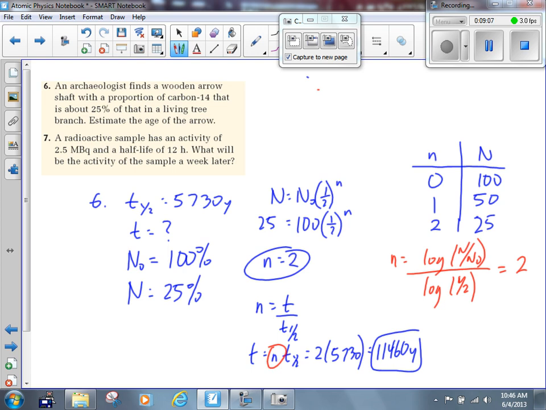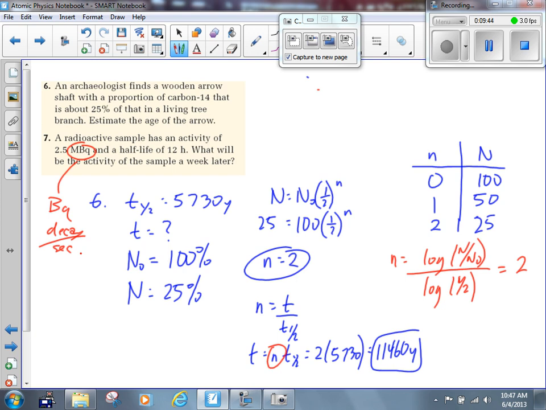Okay, number 7 says a radioactive sample has an activity of 2.5 MBq and a half-life of 12 hours. This is an activity, an amount of decays that are taking place. In fact, a Bq is called a becquerel. It's a decay per second. Although that doesn't really matter, to be honest. 2.5 million decays per second. That's what that means. But again, it's not really a big deal if you understand what that Bq means. The important thing is you recognize that that's the activity, that's an amount.